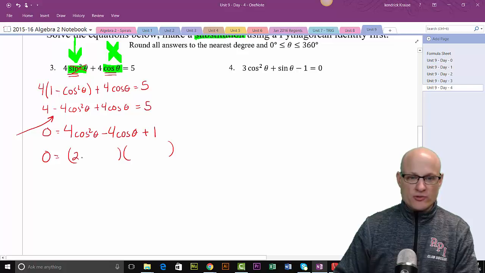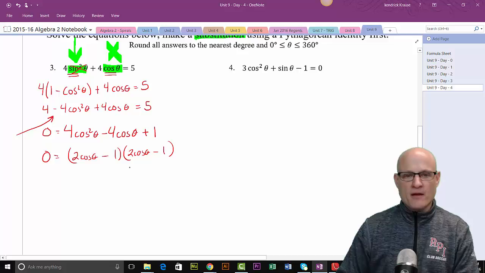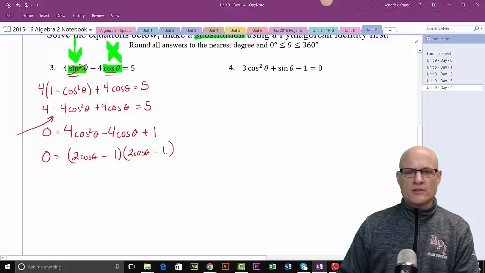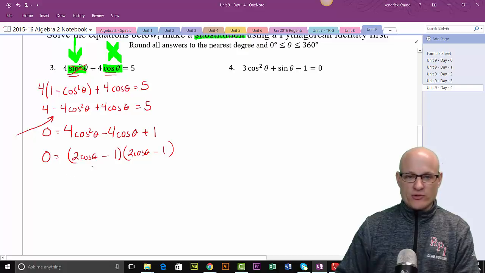Probably, I'm guessing 2 cosine theta and 2 cosine theta and minus 1 and minus 1. Oh, multiply, yeah. Well, these are exactly the same, so this is really 2 cosine squared theta minus 1, but whatever. So they just end up with cosine theta equals 1/2. Oh, all that work to get that.